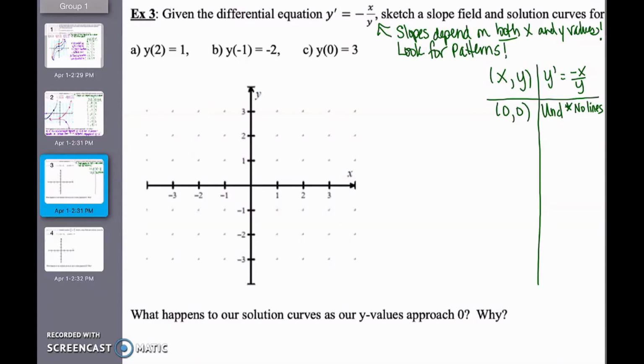If they ask you to sketch a slope field on an AP exam, they're going to be looking specifically for that. If you have undefined slopes, they're going to be looking to make sure that you did not put any lines in there.